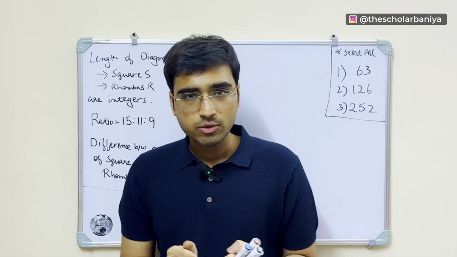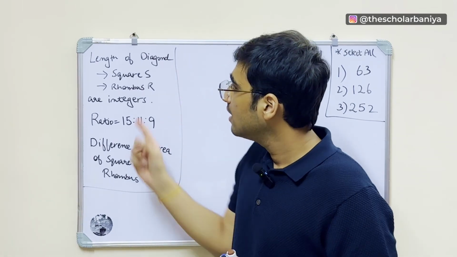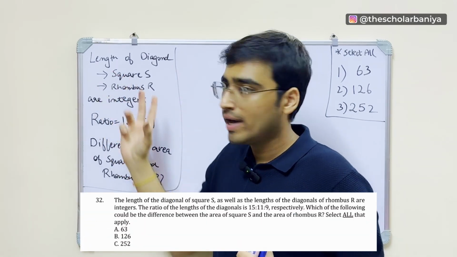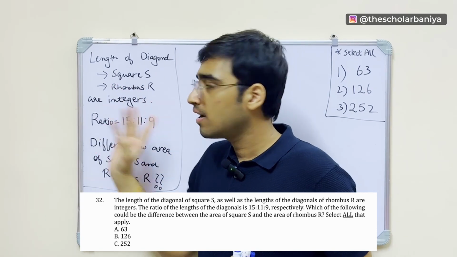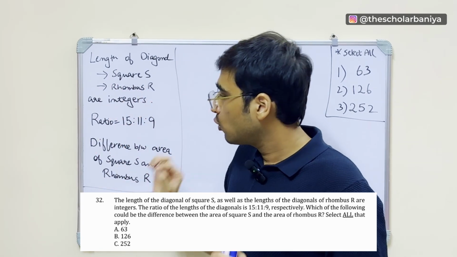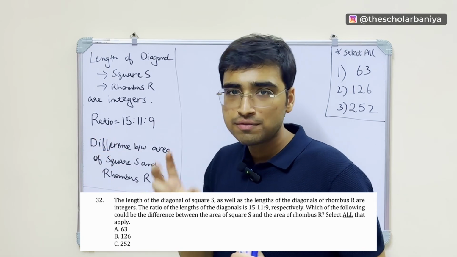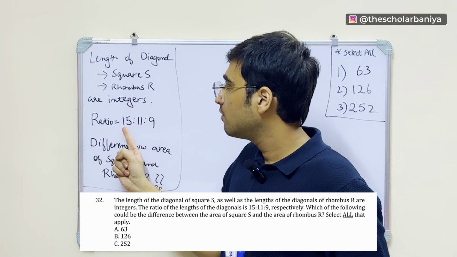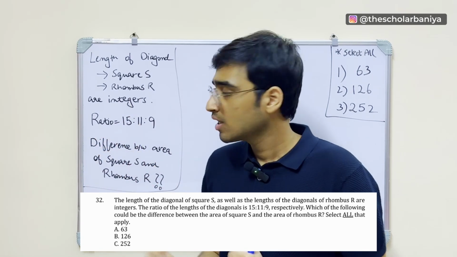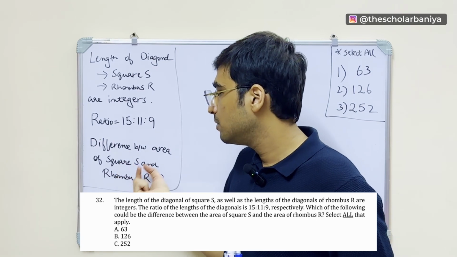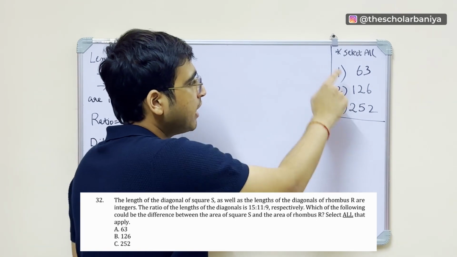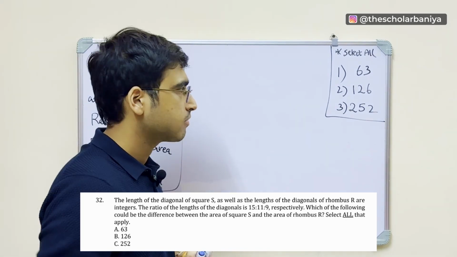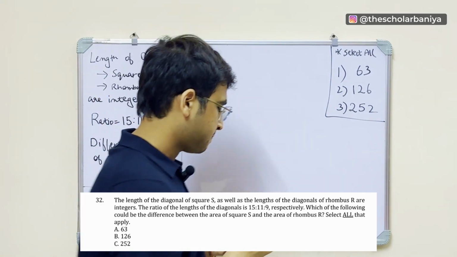So let's move on to the next question, guys. In this question, we are given that there are two figures, square S and rhombus R, and the length of the diagonals of both these are integers, right? We are also given that the ratio of the length of the diagonals of both these are 15 is to 11 is to 9. So we have to calculate the difference between the area of square S and rhombus R, and we have to tell which of the following are possible. This is a multiple choice, right?